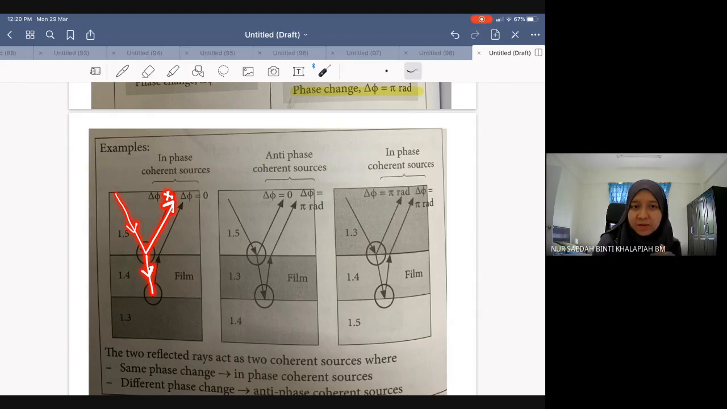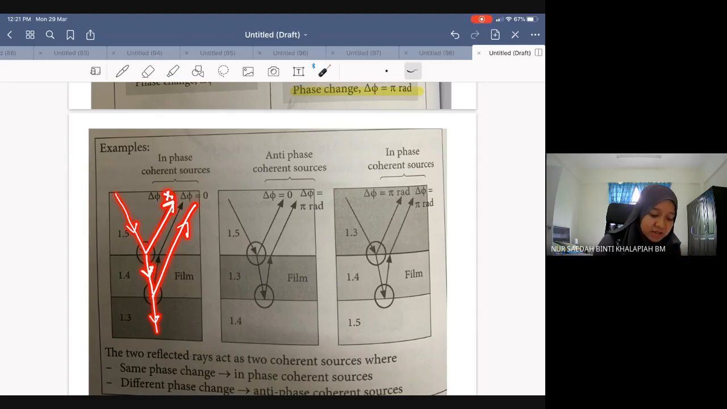So dia pergi daripada second medium to the third medium. So what happens to this refracted ray? Some of the ray, when it touches the back surface of the film, will be reflected back and some of the ray will enter the third medium. And because the second medium is 1.4 and the third medium is 1.3, it means the light is going from a higher potential to a lower potential.